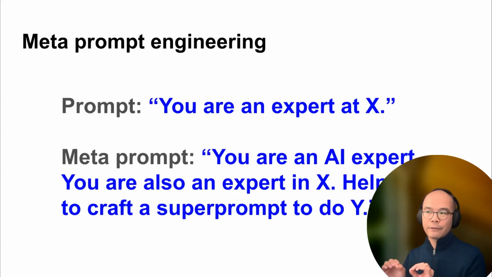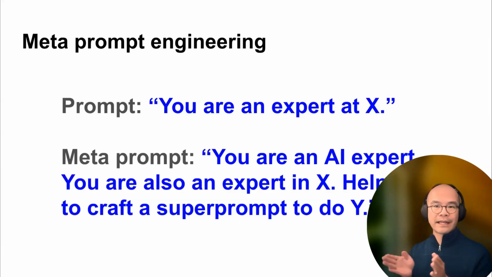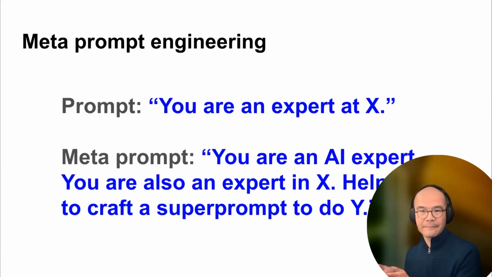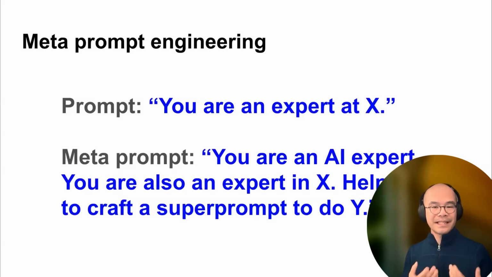And you would start off with, you are an AI expert, and that will invoke expertise in the AI prompt generation and layer on specific expertise in domain-specific areas. So you would follow that with, you are also an expert in X. Help me craft a super prompt to do Y. And why that's important is that the key word is super prompt, and that's a particular term that's used to describe extended prompts. And so I'm going to give you a concrete example of how to put this into action.